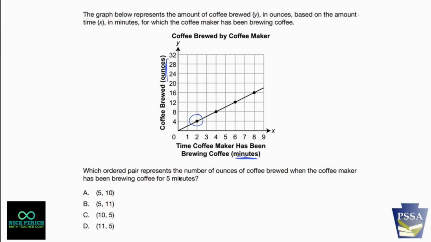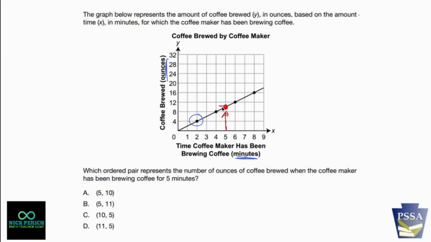Which ordered pair represents the number of ounces of coffee brewed when the coffee maker has been brewing coffee for 5 minutes? Okay, well, minutes is my x value. So I'm going to go to where my x's are and say 1, 2, 3, 4, 5. Now I'm going to go up here and put a dot right there.